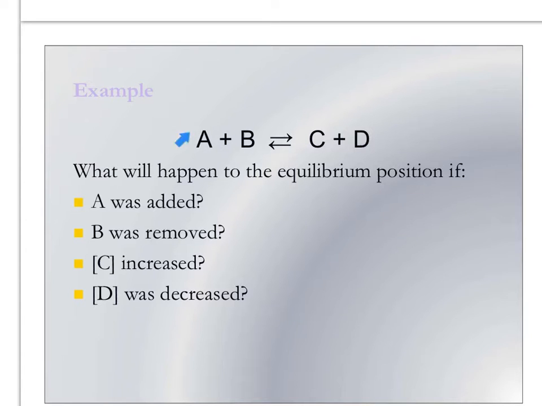So because I have extra A, it's going to shift to the right to use up that A and get rid of the extra A. And so let's write that down. We would say it shifts right to use up the extra A that I added.